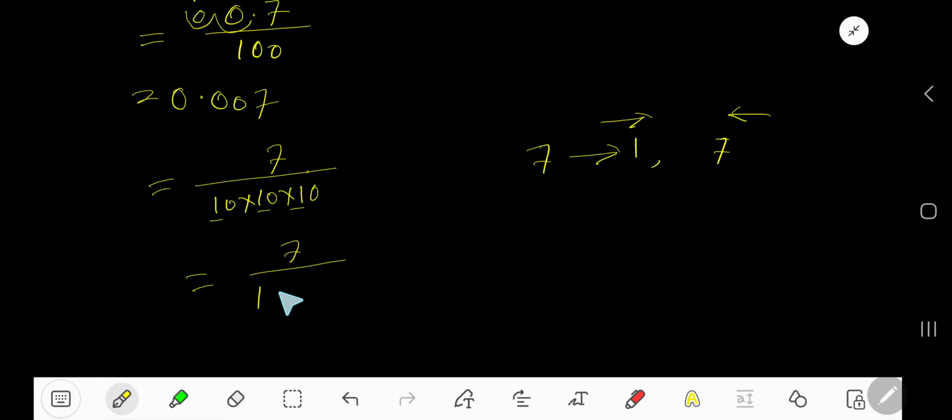So 1 times 1 times 1, 1, then add zeros. This is divisible by 7, but this is not evenly divisible by 7. The common factor between 7 and 1000 is just 1. So this is the result.